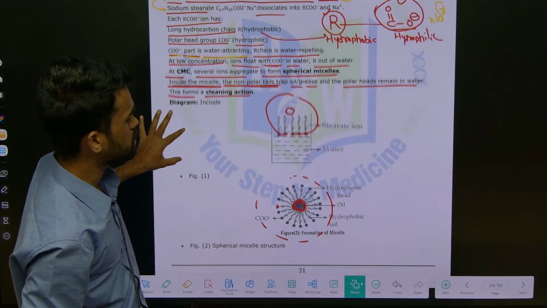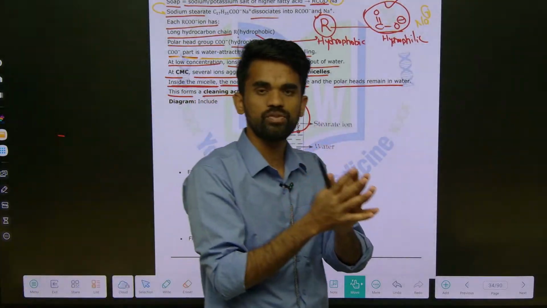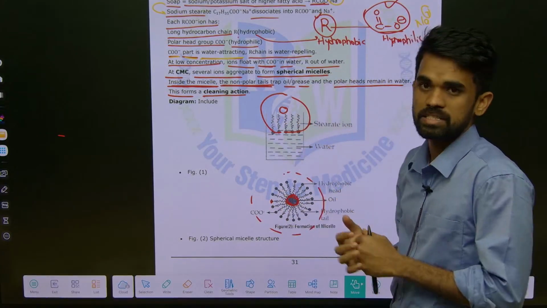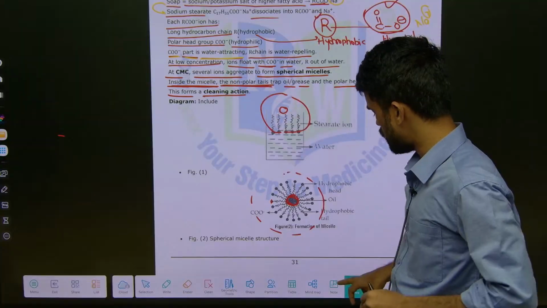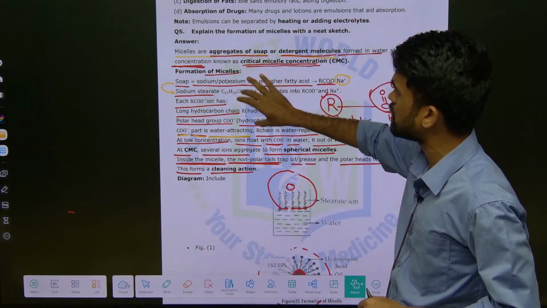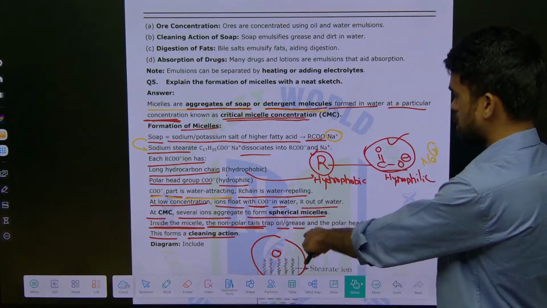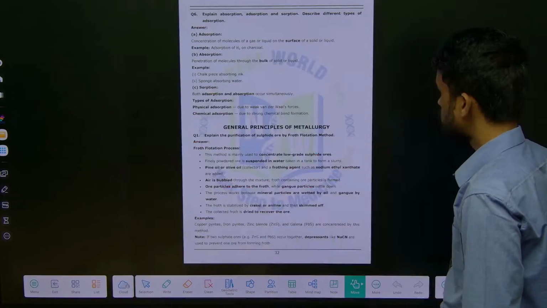You can search for any animation if you want to know exactly how it happens. But for the information required in the exam, this is enough. You just need to write this and sketch the diagrams.